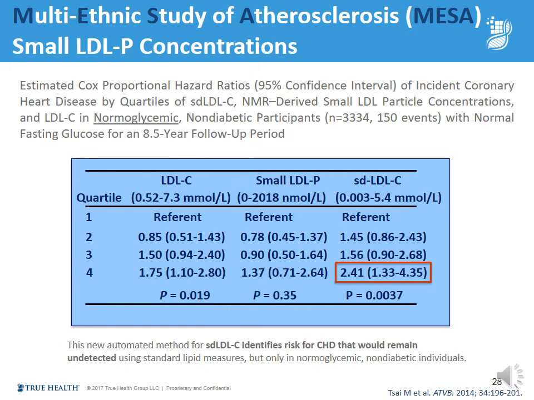And this is a different way of examining the data from the MESA study, looking at both small LDL particle concentration and small dense LDL cholesterol, where in the normal glycemic patients, the small dense LDL cholesterol was a better predictor than either LDL cholesterol or small LDL particle counts. What we don't see here is if we looked at total LDL particle counts, would small dense LDL cholesterol still have that statistically significant advantage?